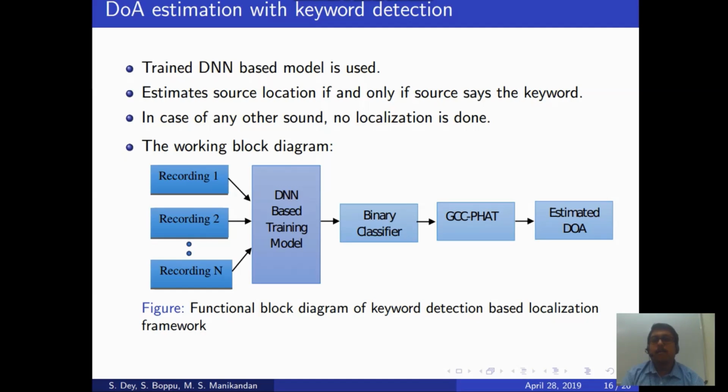The block diagram of our keyword classified localization is shown. First, the model is trained with several recordings of the same keyword. Then, in the testing phase, the model classifies whether it is the correct keyword or not. If it is the correct keyword, then only the GCC-PHAT module is activated and the source is localized.